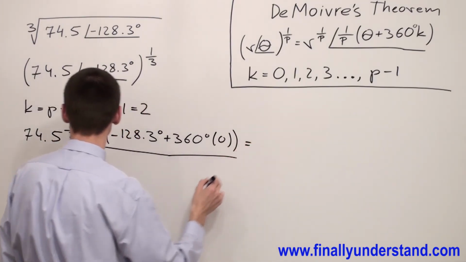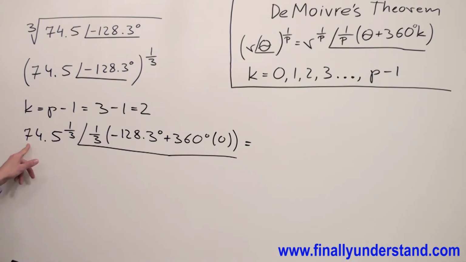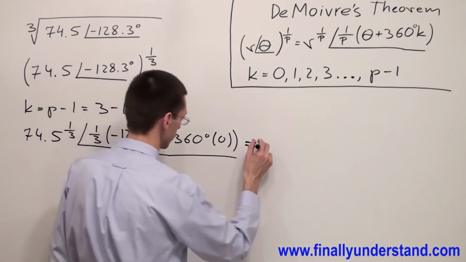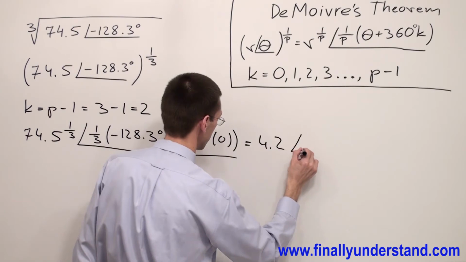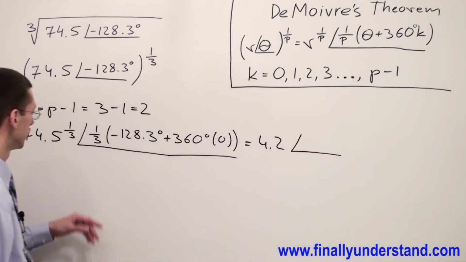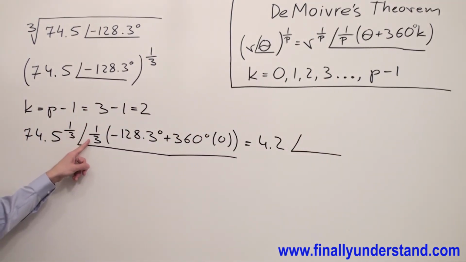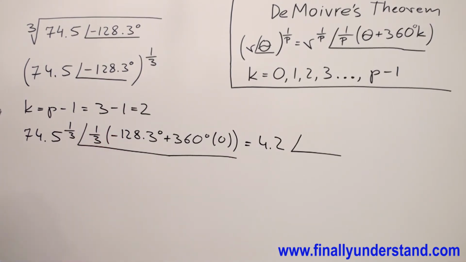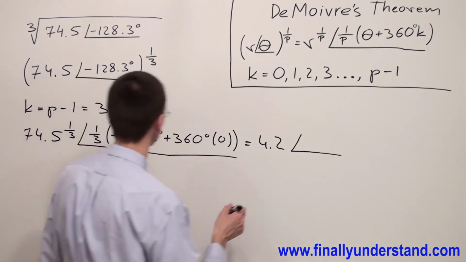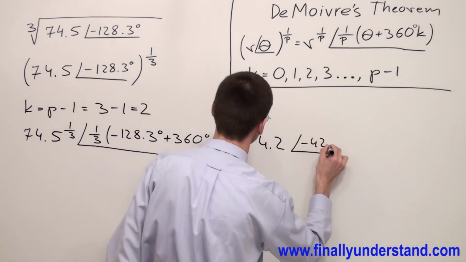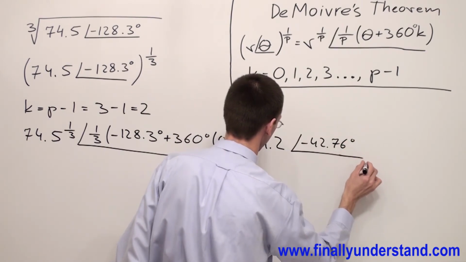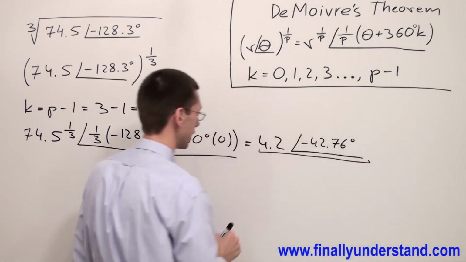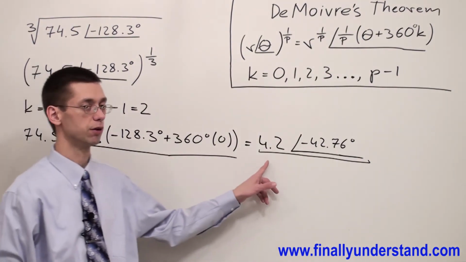This is equal to the cube root of 74.5, which is equal to 4.2. Of course, you're supposed to use the calculator to do so. And we have the angle: 1/3 times negative 128.3 degrees is equal to negative 42.76 degrees. So this is the first answer to my problem. I can say this is my first root.